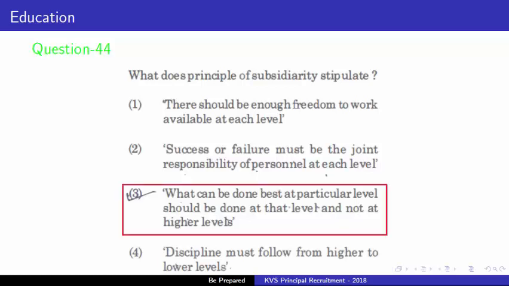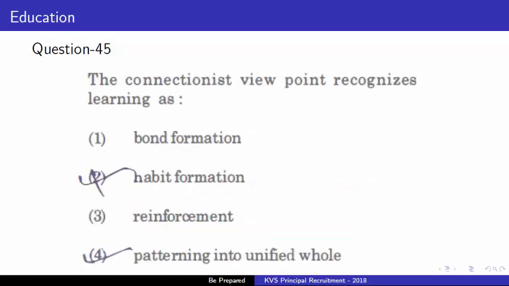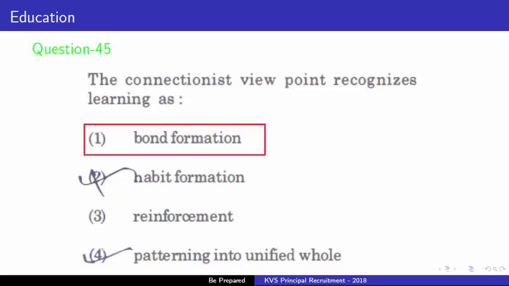Right answer is option third, that is what can be done best at particular level should be done at that level but not at higher levels. Next question is, the connectionist viewpoint recognize learning as, options are number 1, bond formation. Second option is habit formation. Third option is reinforcement, and the last option is patterning into unified whole. Right answer is option first, that is bond formation.